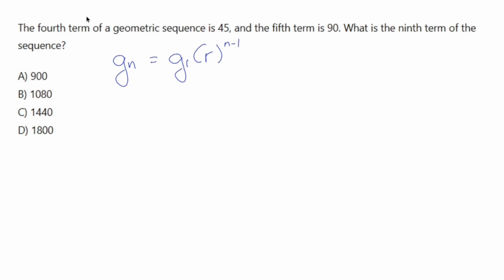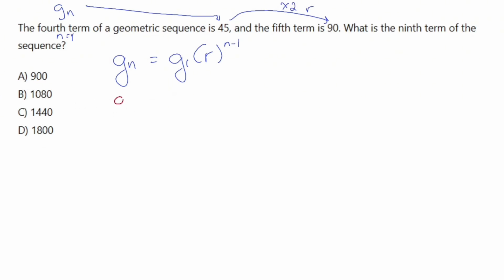I do know that the fourth term, g sub n, is 45, which means n is 4. And I do know that in order to get from 45 to 90, you multiply by 2. So to get from the fourth term to the fifth term, you multiply by 2. That's going to be r. So let's use that information to get the first term of this geometric sequence.